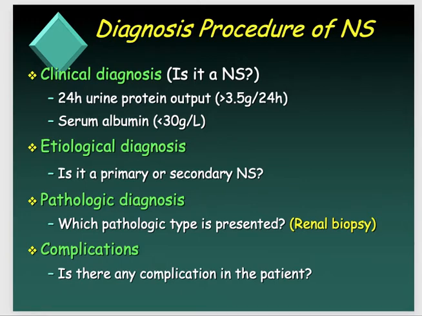So we ask in the history about the systemic symptoms: joint, skin, malignancy, chronic infection. We investigate what the cause is, hepatitis B, C, what drugs the patient is taking. You can ask for the investigation. Then the most important investigation you will ask for is which one? Of course, you will ask for renal biopsy, right?